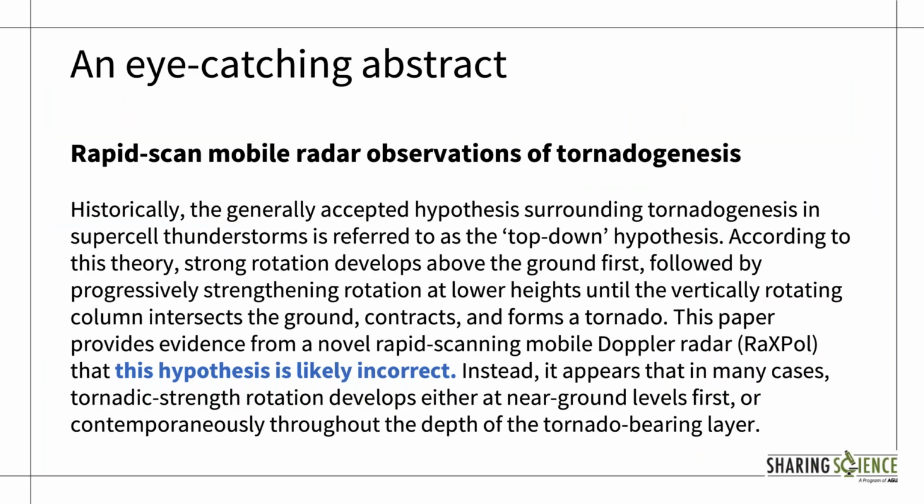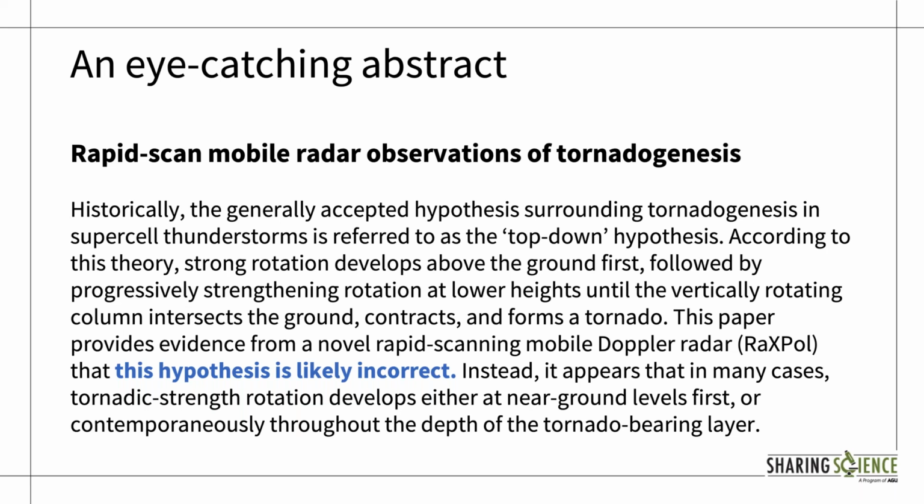Here's another eye-catching abstract that we found, and this one is a little bit different because it's not necessarily the keywords that jumped out at us, but the topic, and then the way it was written really made it clear that this was interesting. So this is about tornado genesis, so it's about tornado formation, and the abstract is actually a little bit wordy in my opinion, but it flows well, and it's really clear what they did and what they found and how those results are interesting.